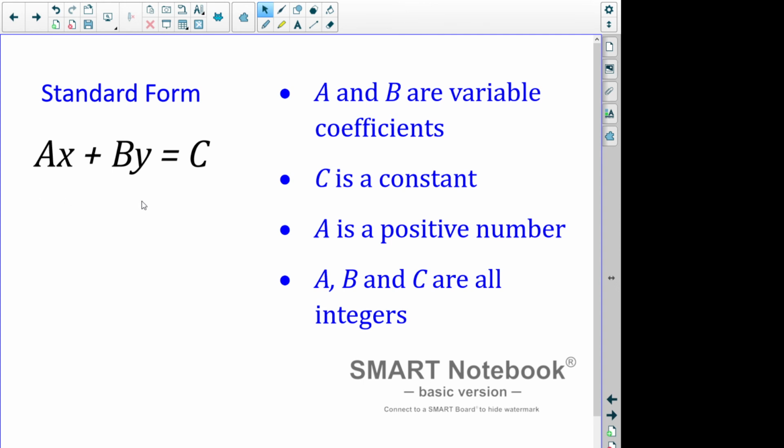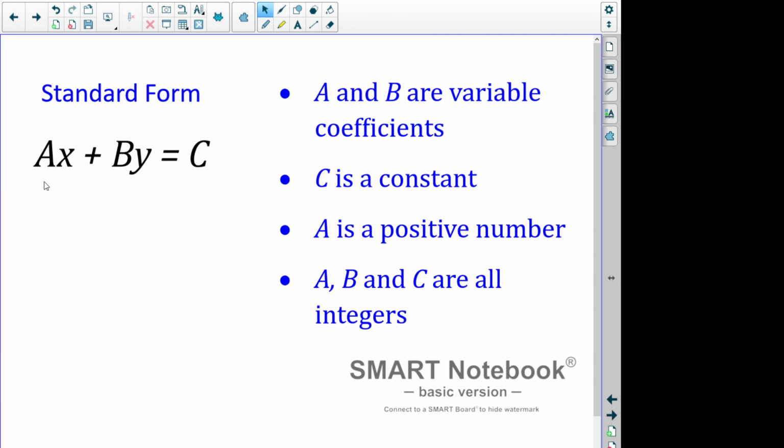In standard form, all the variables are on one side, on the left side here. All the variables are on the left-hand side, and the constant term, the one without the variable, is on the right-hand side. And the other thing is that they go in order. So x comes first, and then y comes second. A, B, and C are just some numbers. They're the coefficients, the numbers we're multiplying by those variables.